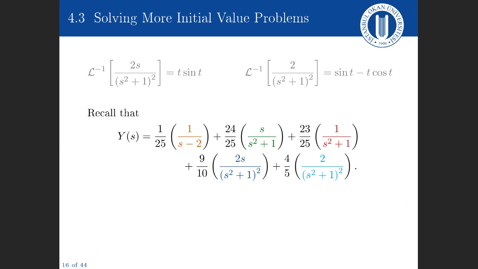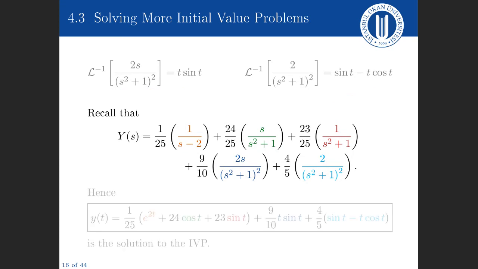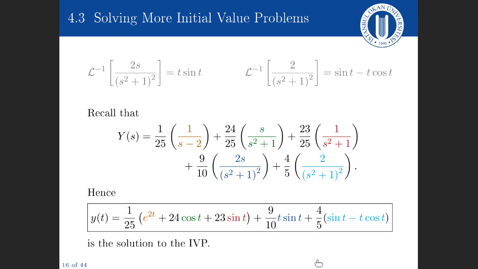Great. So now we're ready to write down our solution. We found that the inverse Laplace transform of 2s over s squared plus 1 squared is t sine t, and we found that the inverse Laplace transform of 2 over s squared plus 1 squared is sine t minus t cos t. We can use this just here, we have our formula for capital Y. And now we know what each term is, so now we can write down small y.